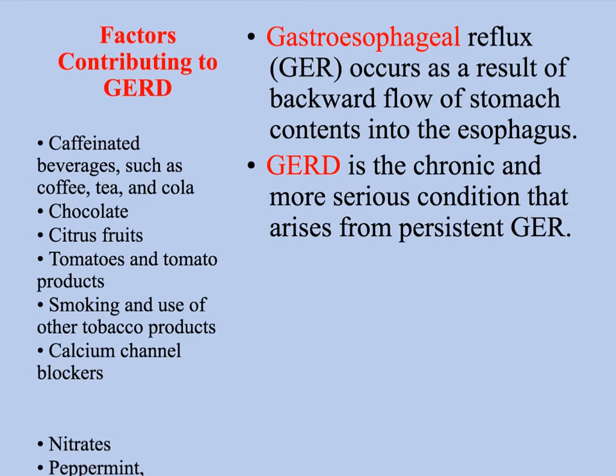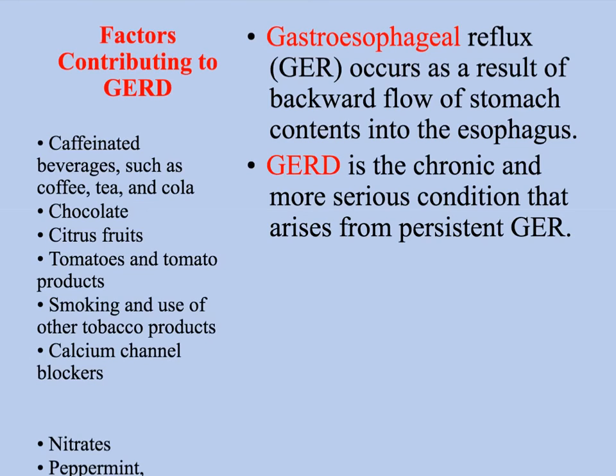The first disorder that we're going to discuss is gastroesophageal reflux disease. It's something you may have heard of. It is the most common upper GI disorder in the United States. It occurs most often in middle-aged and older adults, but can affect people of any age. Usually, gastroesophageal reflux disease occurs as a result of backward flow of stomach contents into the esophagus.